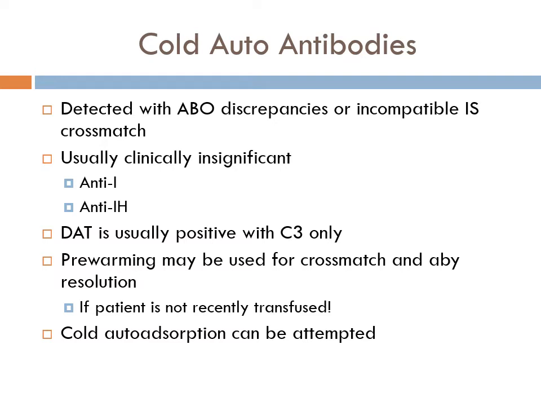They usually have either an anti-I or anti-IH specificity. The most common cold autoantibodies are auto anti-Is, and a ton of people have them, and you'll never know because you don't normally get tested for it, and they're not clinically significant. The DAT is usually only positive with complement only. That's the C3. Pre-warming may be used for cross-match and antibody resolutions if the patient has not been recently transfused.